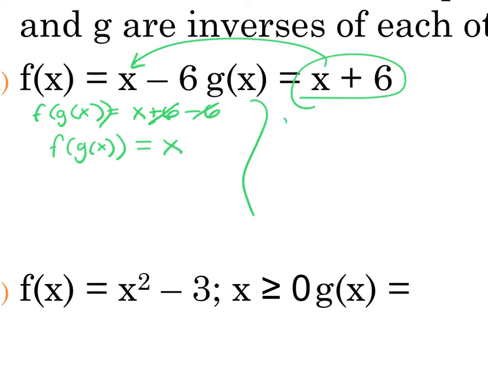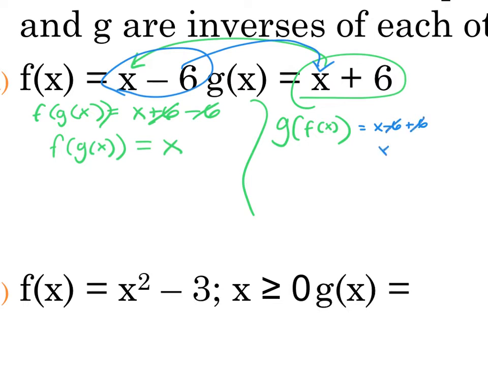Now flip it so that it's g of f of x. Take the f of x and plug it into the g. x minus 6 plus 6, these cancel and you get just x. Again, that's what you should get.